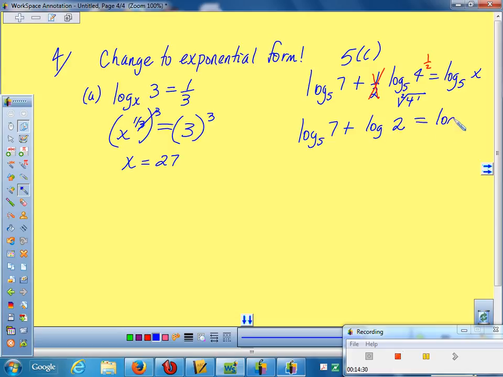Now, what do you do when you have a log plus a log? Hey, you lost your 5 on that second log. Oh, thank you. I lost my base. So now, if I multiply them, what will I get? 14. 7 times 2 is 14. And so therefore, now you're down to one log on each side. They have the same base. So if the logs are equal, then they cancel, and you can say the quantities inside are equal.